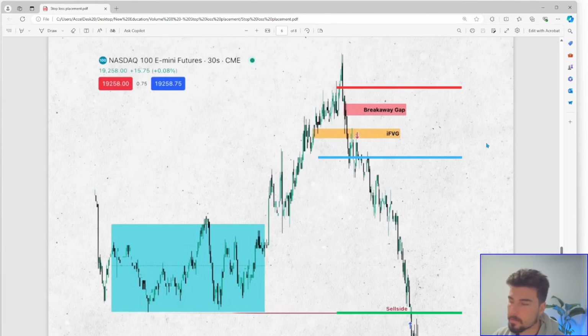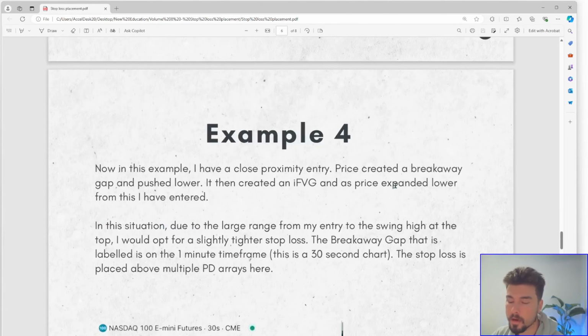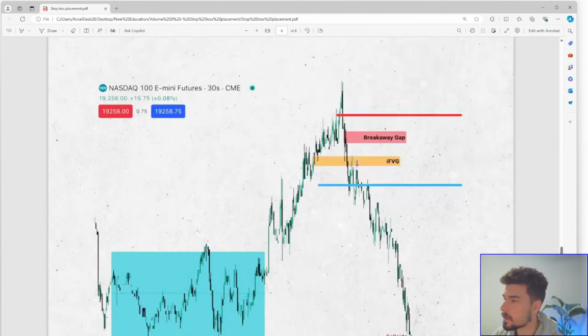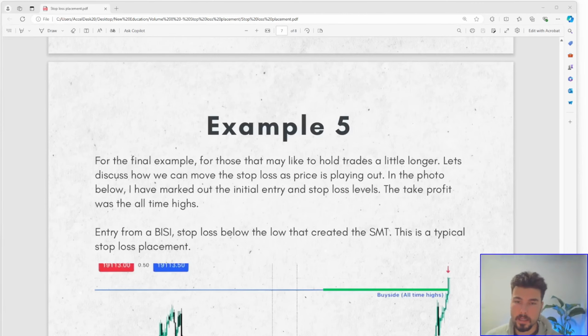And this is how I kind of frame my trades in terms of the stop loss placement and the TP levels and trailing my stops, especially if I'm going for like a bigger, like full pull. This is exactly what I do. So example number 4, really good example here to take a look at as well. And then finally, example number 5, this is more of a swing model or holding trades for a few hours.